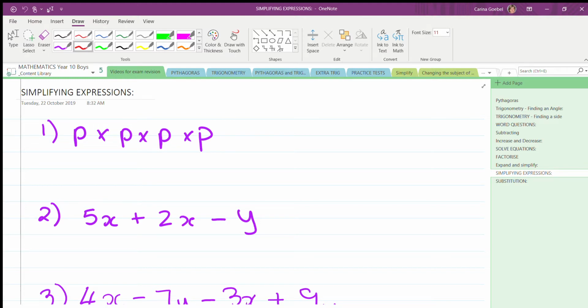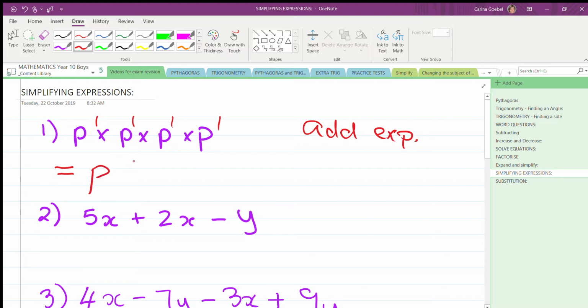Hi again. Just a quick review on simplifying expressions. When we multiply our variables, if there's no exponent there, that means that there is a 1, and we simply add our exponents. So that's going to be p to the power of 4.